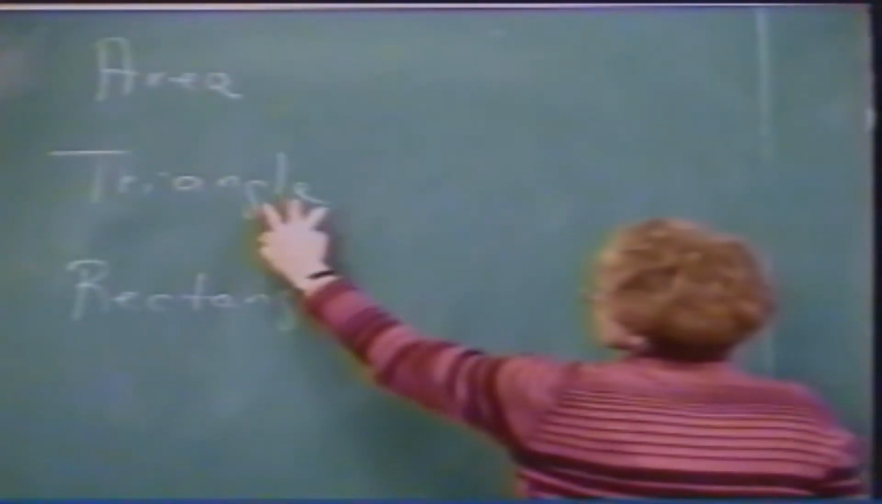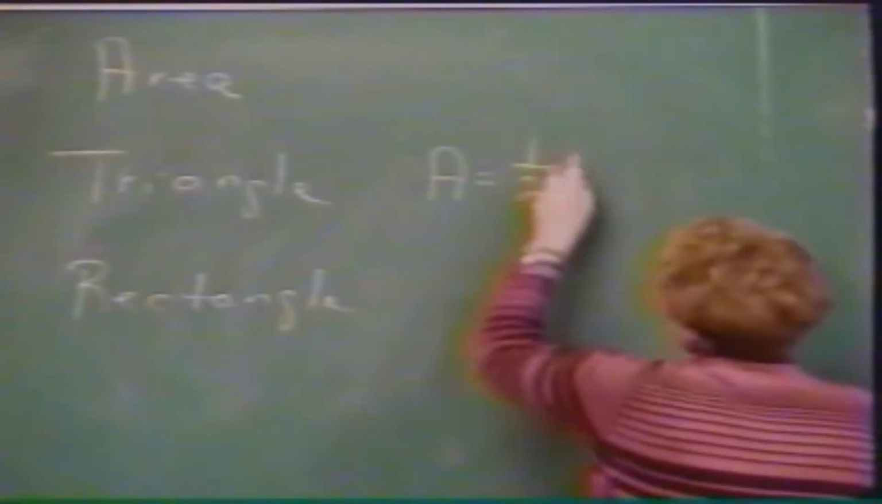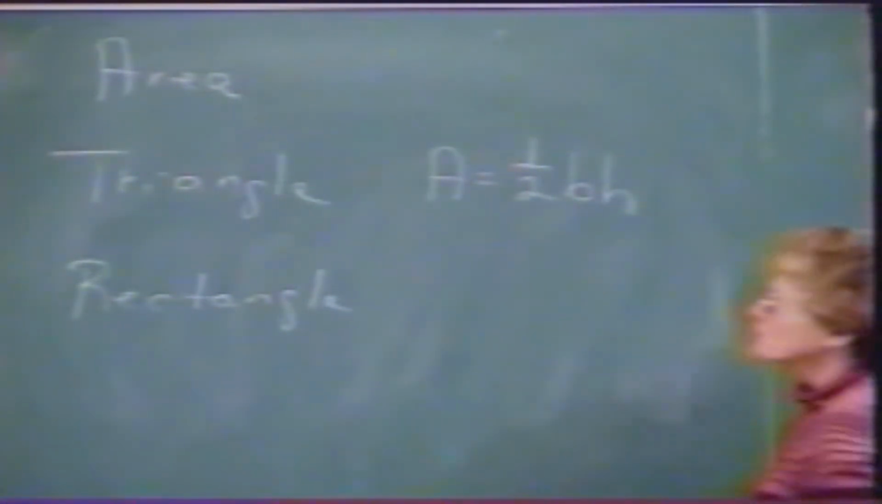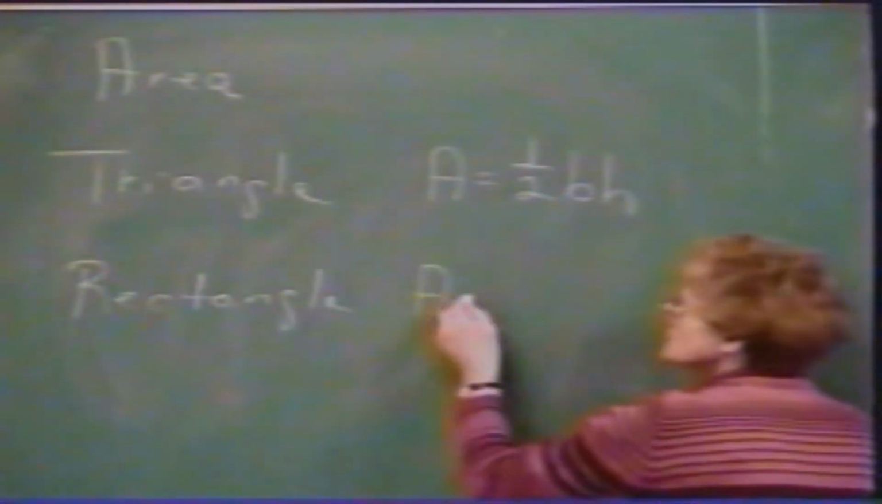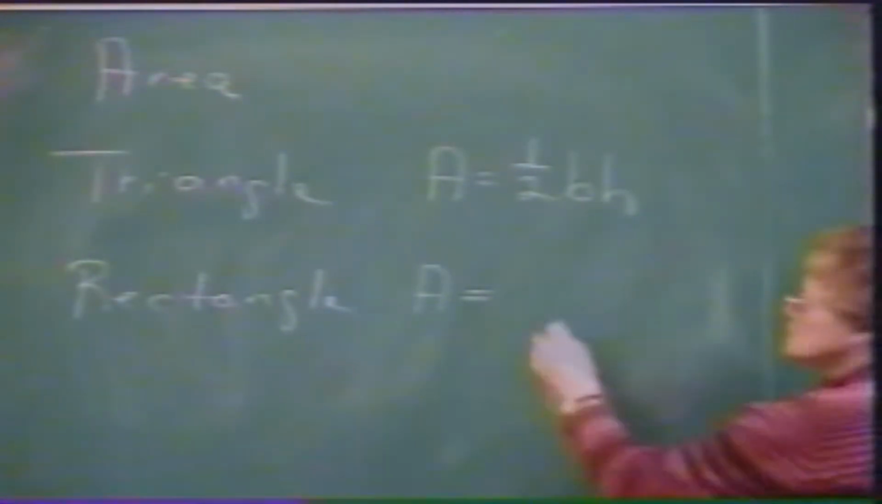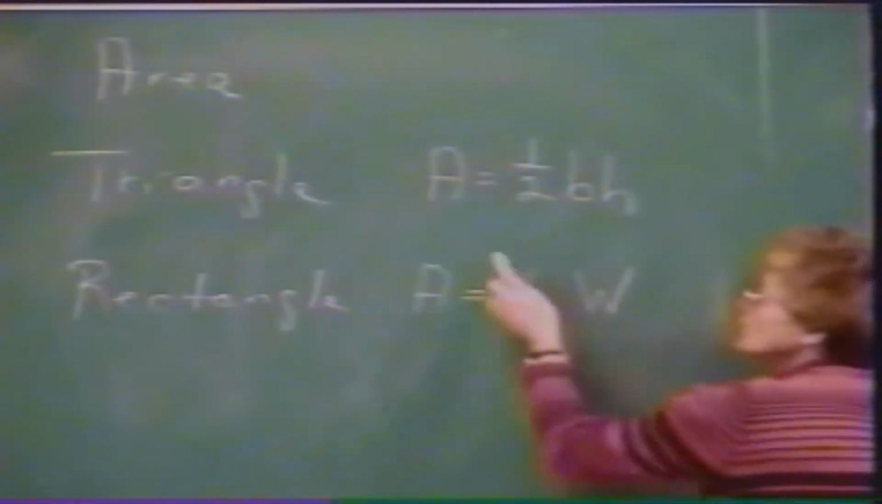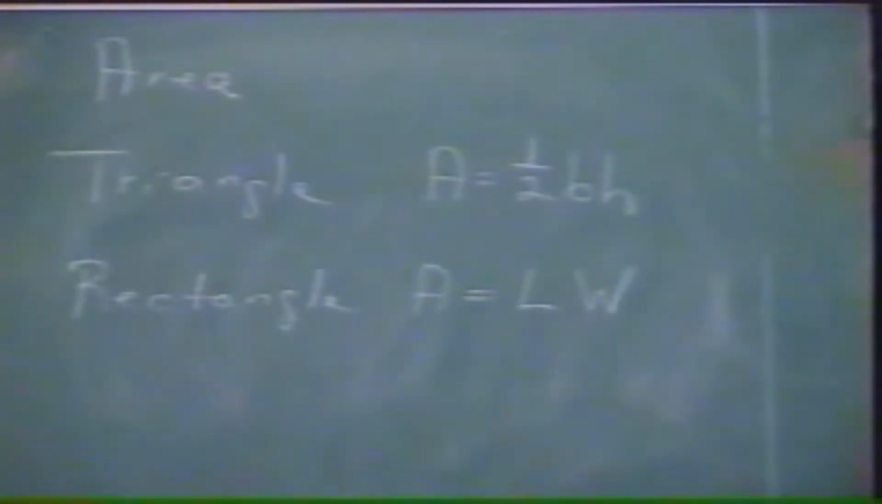So what's the formula for the area of a triangle? 1/2 the base times the height. That's the formula for the area of a triangle. The area of a rectangle is, what's the area of a rectangle? Length times width. We're going to need to use those two formulas as we do our problem.